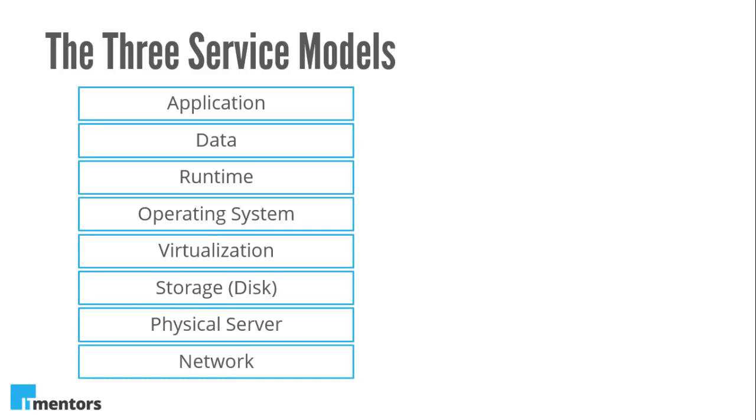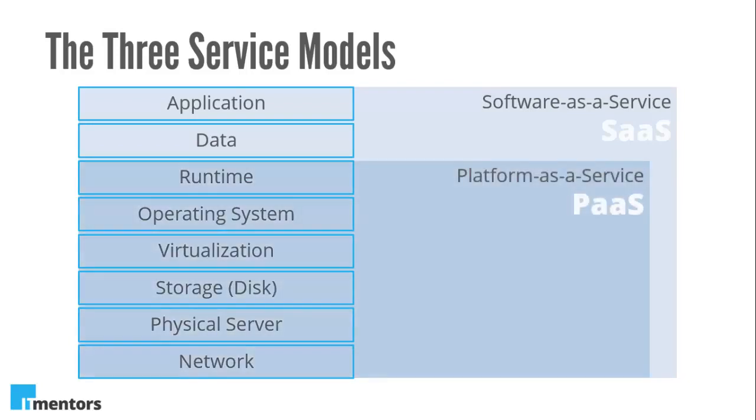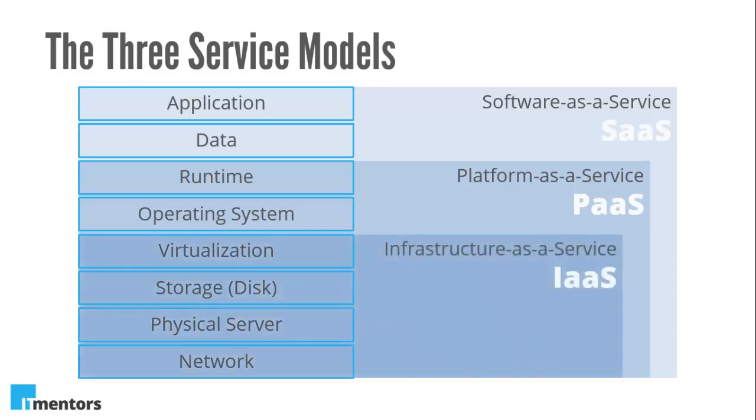The key to these 3 service models is in what is managed by the cloud vendor and what is managed by the consumer. With software as a service, the vendor manages everything. The consumer simply uses the application. With platform as a service, the vendor manages everything up to the runtime. The consumer only has to provide the application and any data it requires. Finally, we have infrastructure as a service. The cloud vendor is still responsible for the physical infrastructure and the virtualization environment, but the consumer handles everything else. This allows for much more flexibility, but in return, the consumer has more to manage.